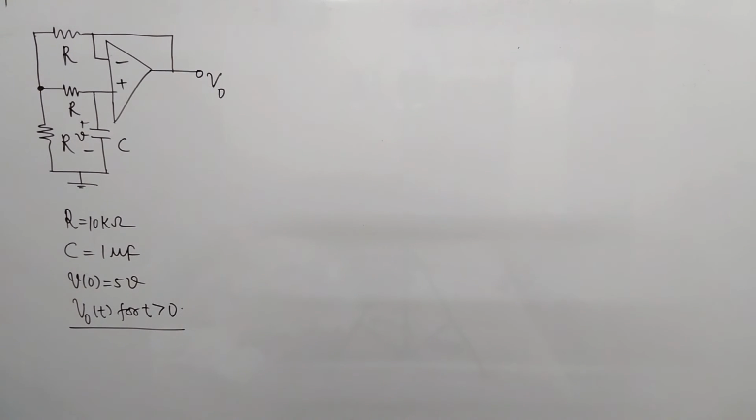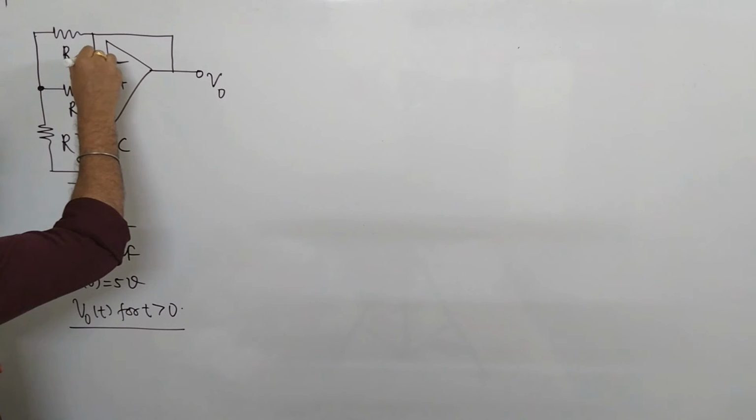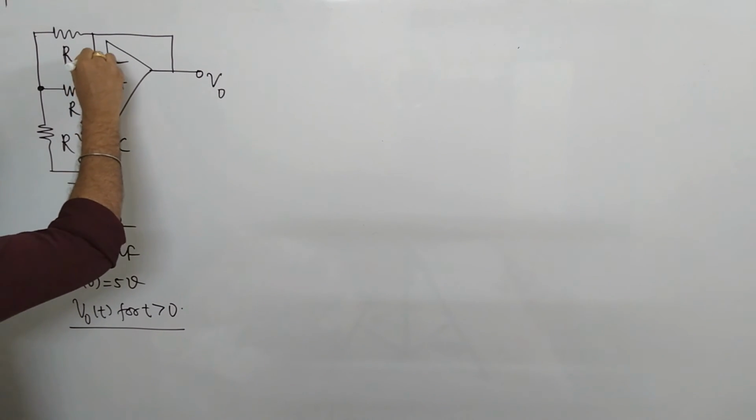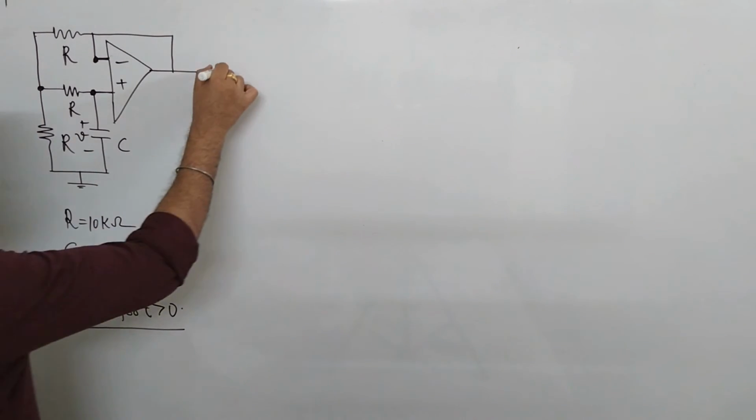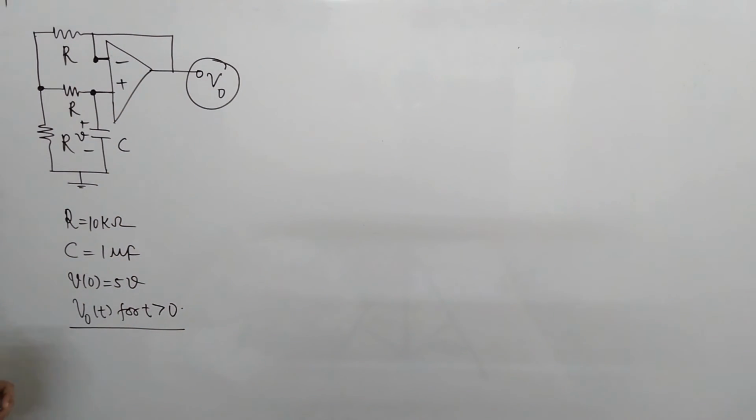So friends, in this problem the op-amp is ideal in nature, and the values of R and C are as mentioned here: R is 10 kilo ohm, C is 1 microfarad. The initial voltage across the capacitor is 5 volt, and you have to find the value of V0 for t greater than 0. Very important thing, this is your V0, and this is your voltage V. So V is the voltage across the capacitor.